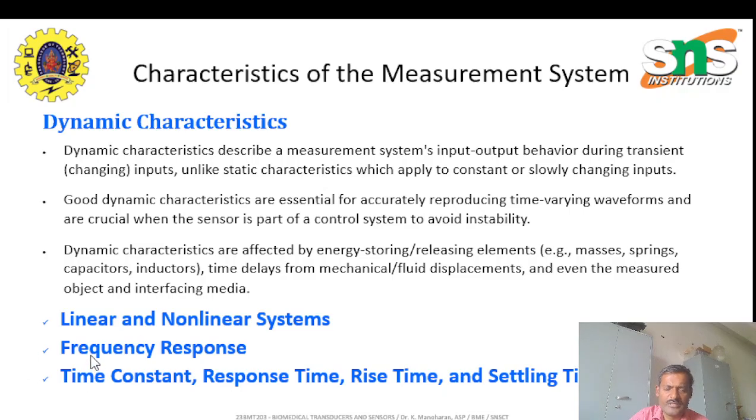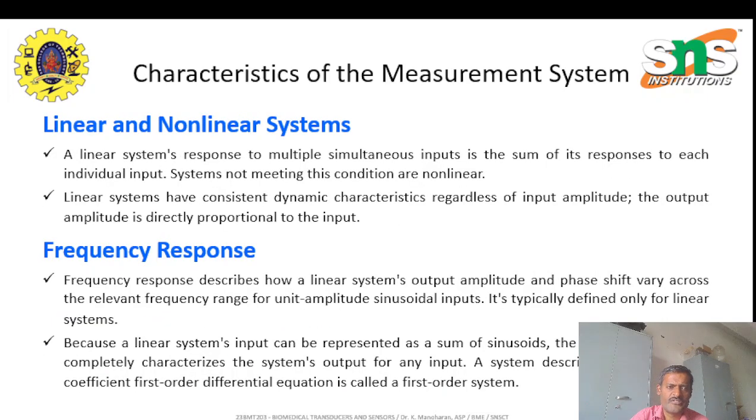And the important dynamic characteristics of a linear or non-linear system are frequency response, time constant, response time, rise time and settle time. We can see each one. So first is the linear or non-linear system. A linear system's response to multiple simultaneous inputs is the sum of its responses to each individual input. A system meeting this constraint is called a linear system. If it is not meeting that constraint, then it is called a non-linear system.